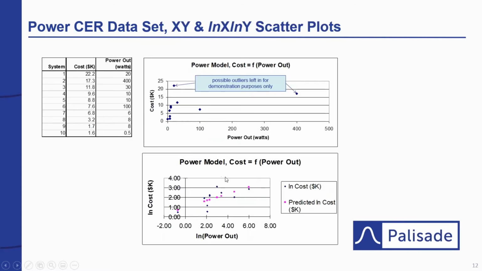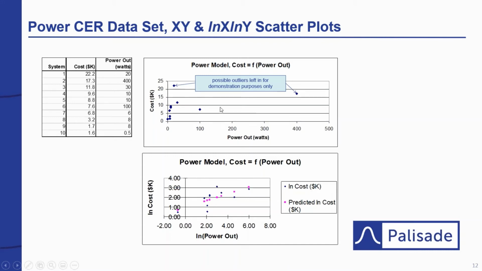So, a little bit different data set now, and this is part of that spreadsheet that you have access to also. Same 10 systems, same 10 costs, but now instead of the weights in pounds, I've got another X that I'm working with, which is the power out in watts. So 10 different of those. You see it looks like the minimum is 0.5. You see the maximum here is 400. So quite a spread for watts.